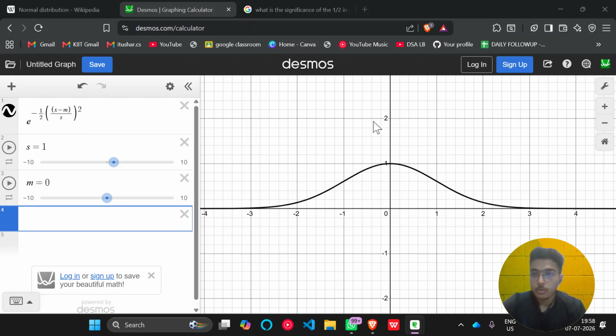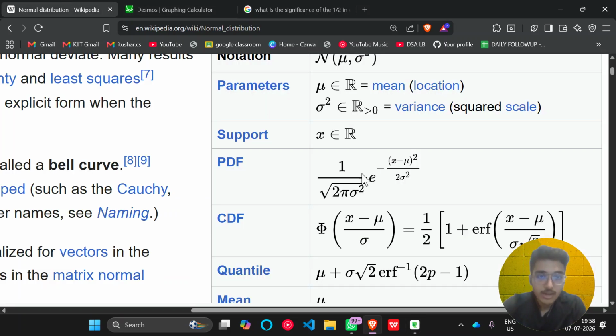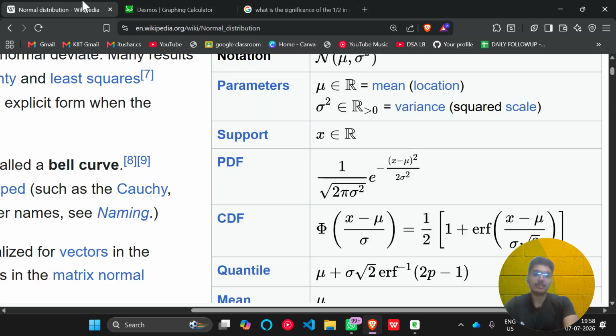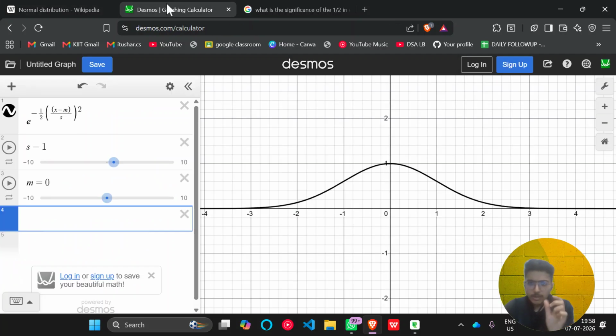So yeah, we have this equation, which is basically the right half of the equation. And we already have our beautiful bell-shaped curve, and we have understood it. So the main question now arises is, why in the world would I have this coefficient of 1 by root over 2 pi sigma square? That can be understood by a very simple explanation.